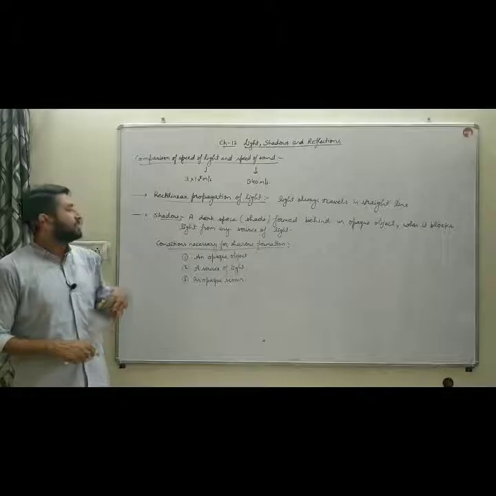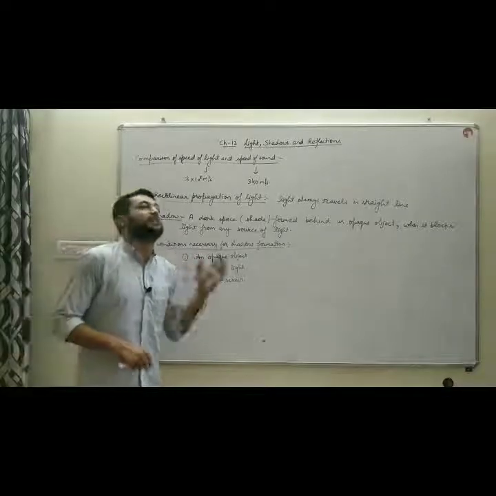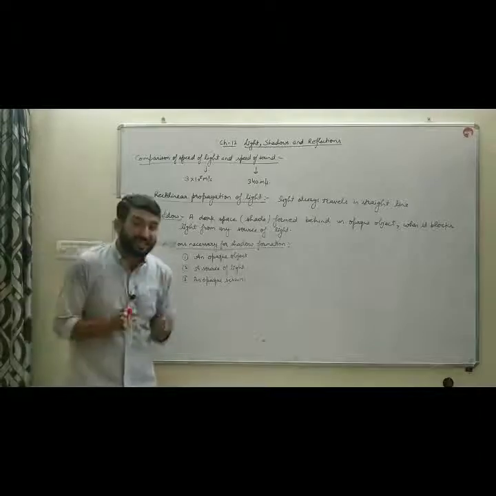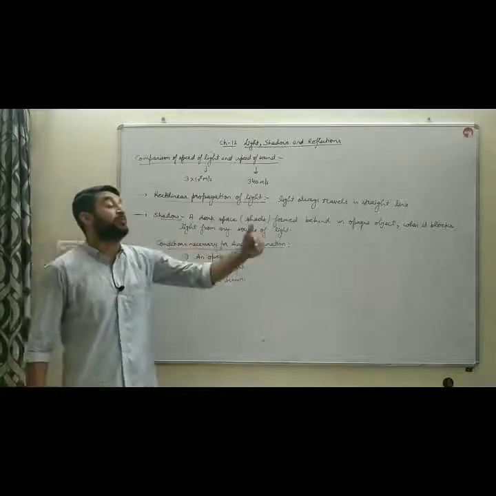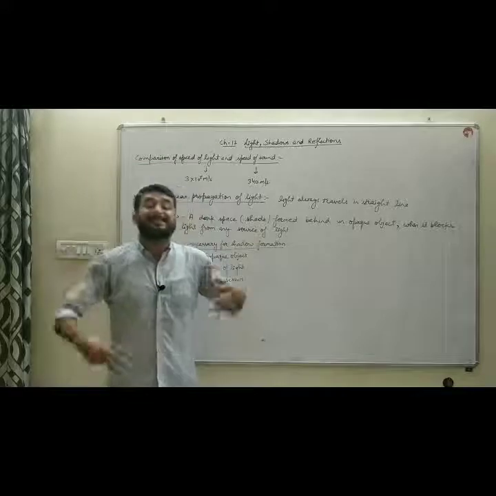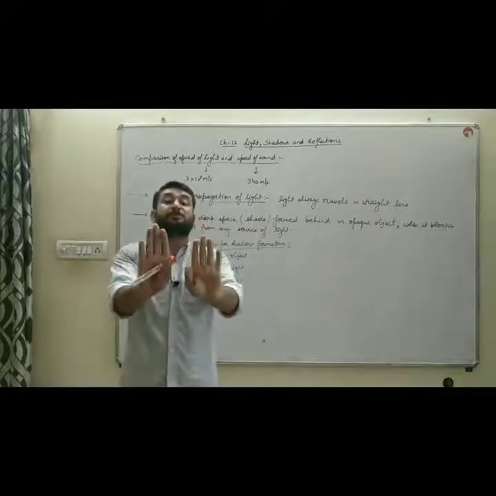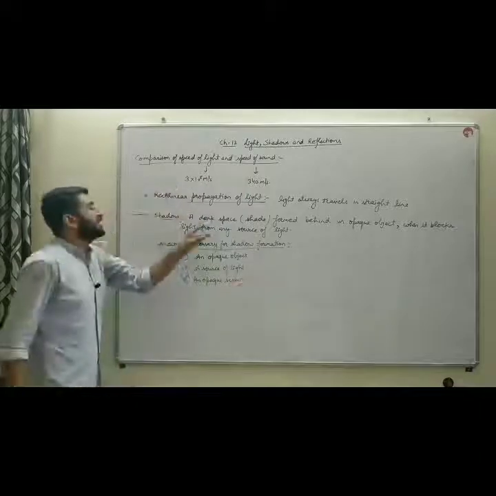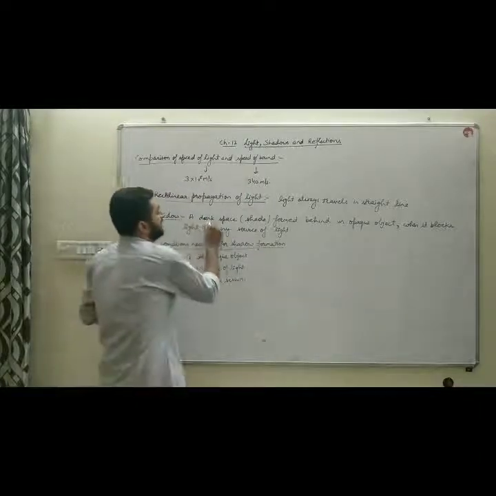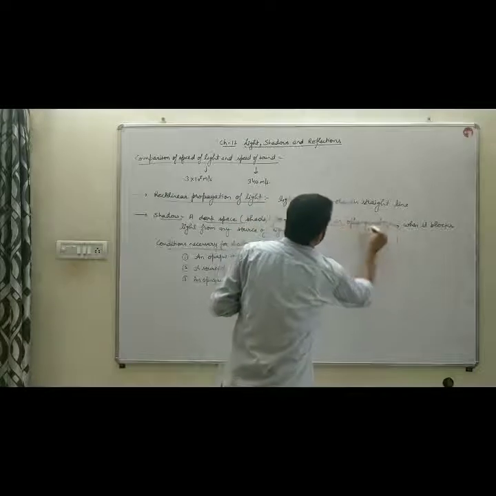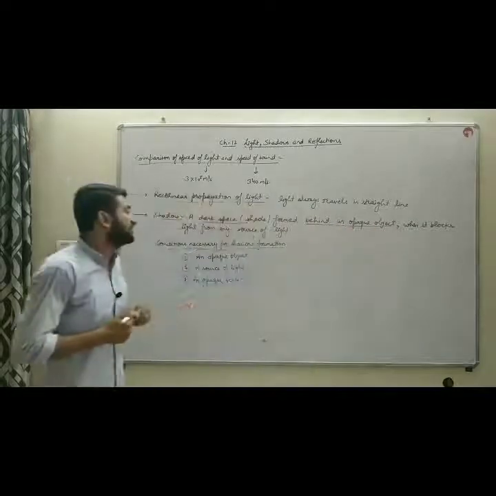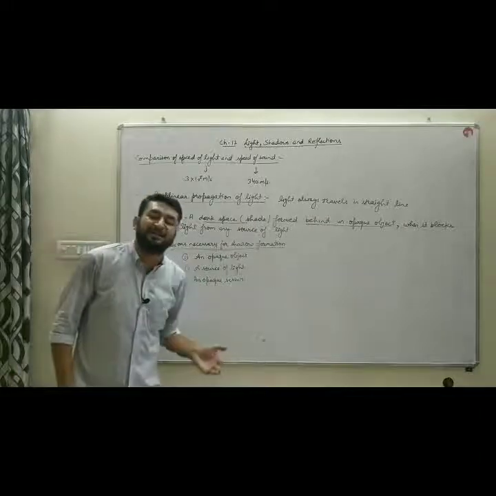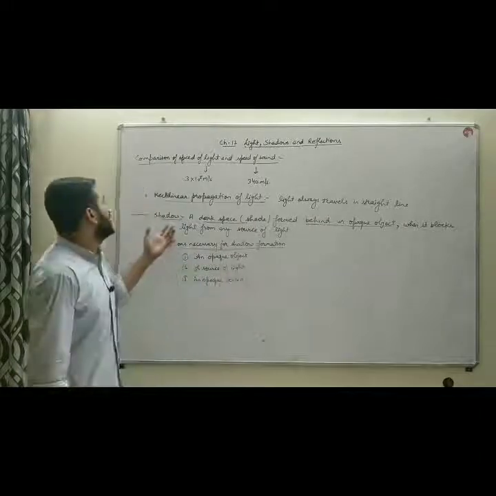After that, we discussed what is a shadow. Shadow is a dark space or a shade formed behind an opaque object because that opaque object stops the path of light. That dark shade, that dark space which is formed behind an opaque object, when it blocks the path of light from any source of light, is known as a shadow.